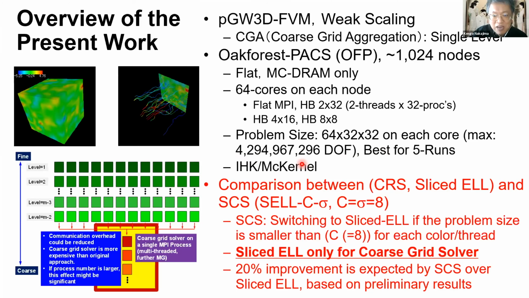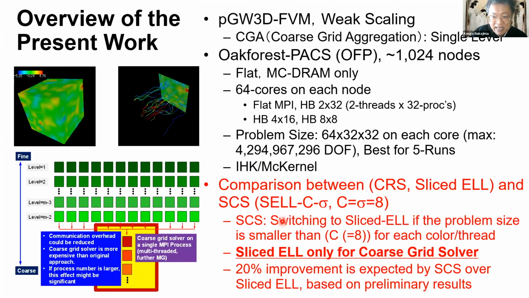And we also evaluated the MC kernel. Basically, we compare the CRS, sliced ELL, and SELL-C-sigma (SCS). In this study, we fix the values of C and sigma as 8.